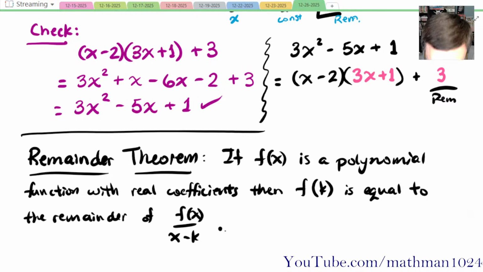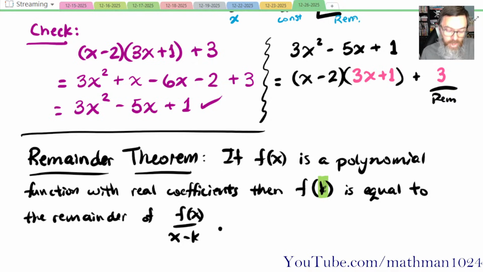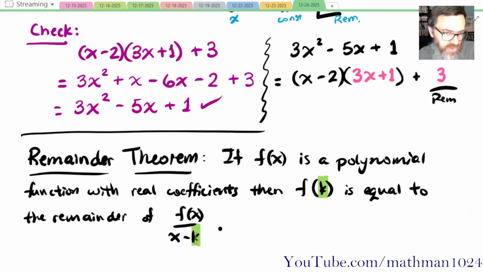So let me try to break this down for you. This is saying that if you want to evaluate a polynomial function, and you've got the input value here of k, you could just plug that value into the function. Or you could do synthetic division using that k value, and the remainder from synthetic division is the same value as if you evaluated that function at k.